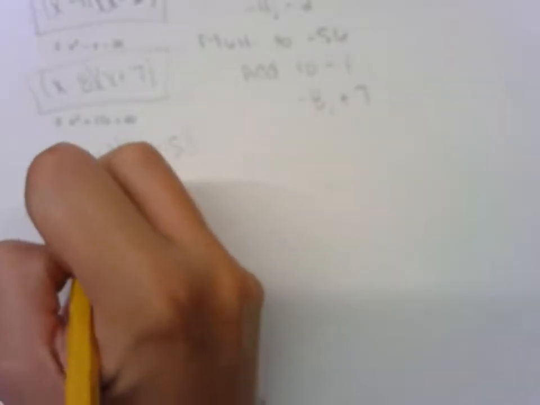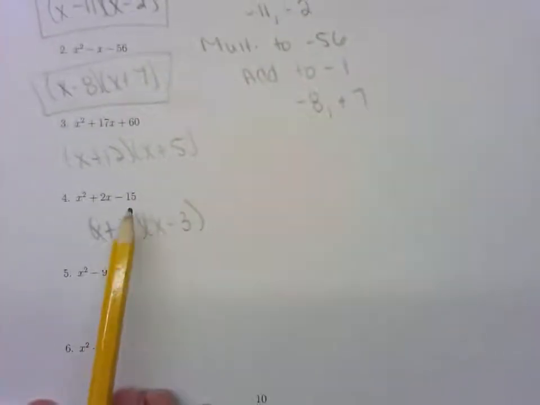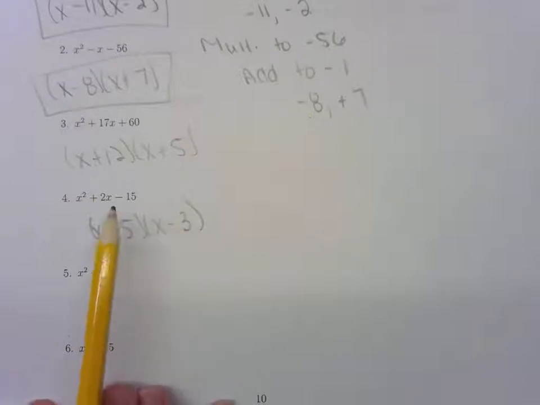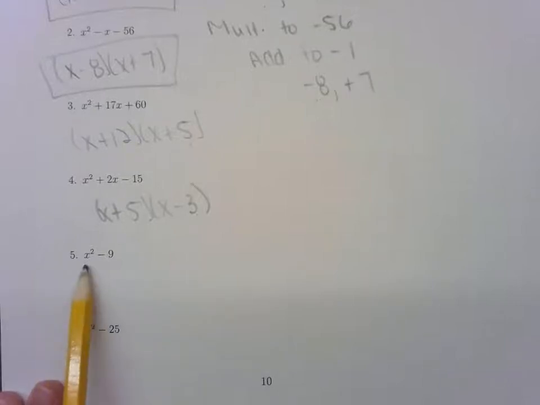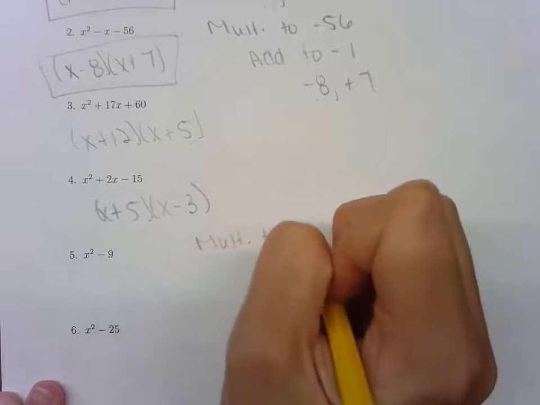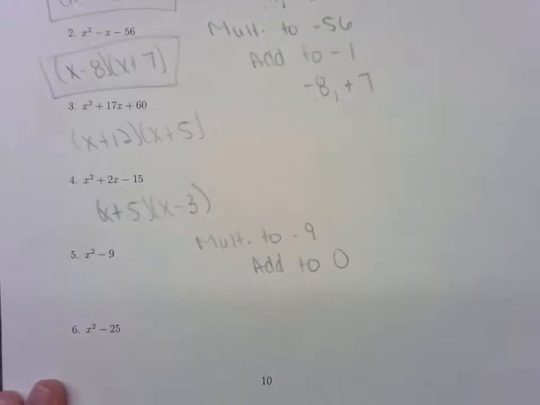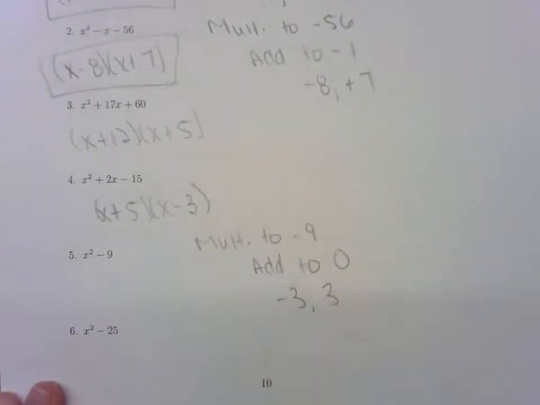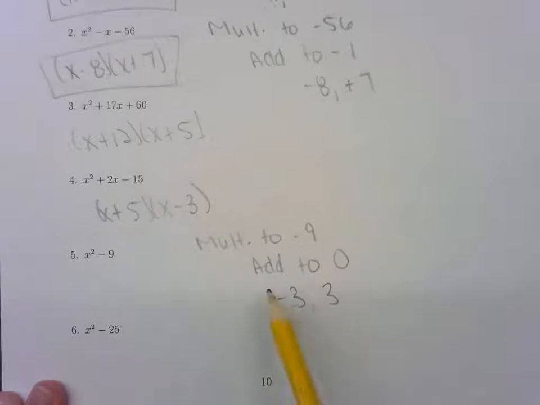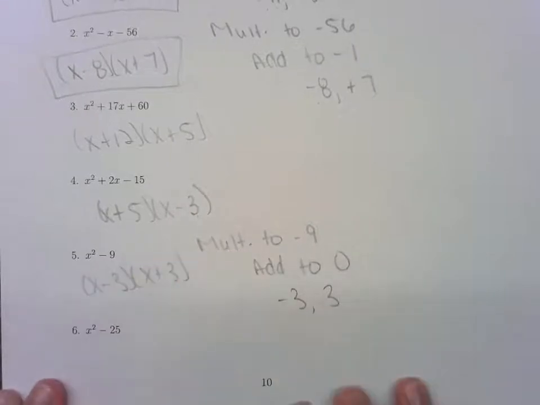X plus 5 times x minus 3. So let's check that. We have 5 times negative 3 is negative 15, and 5 plus negative 3 is 2. Okay, number 5, let's look at this one. X squared minus 9. We're looking for two numbers that multiply to negative 9 and add to 0. What would that be? Negative 3 and 3. Negative 3 times 3 is negative 9, and they add to 0, yes. So this would be x minus 3 and x plus 3.